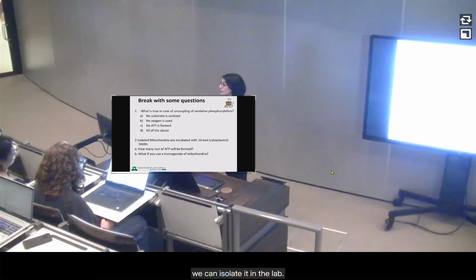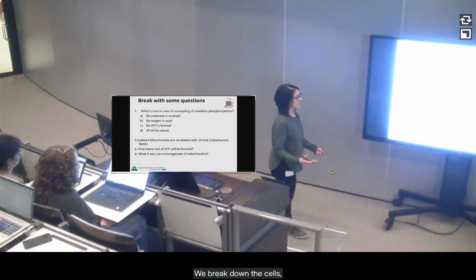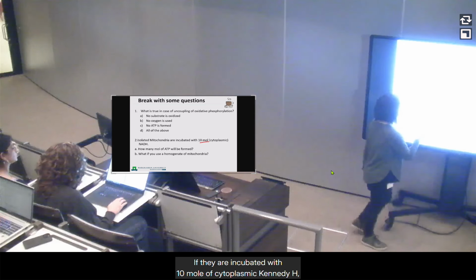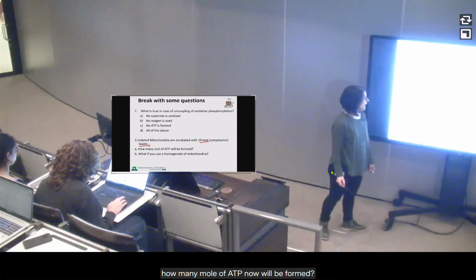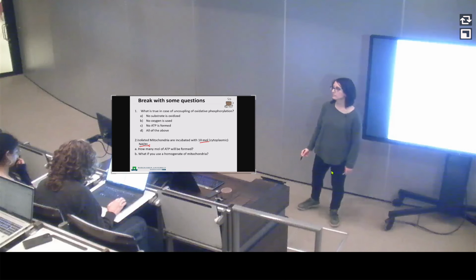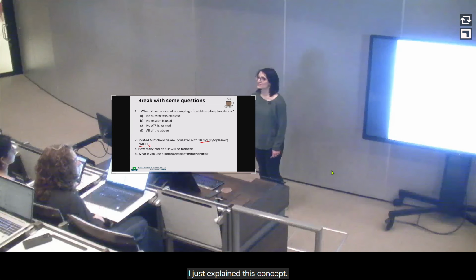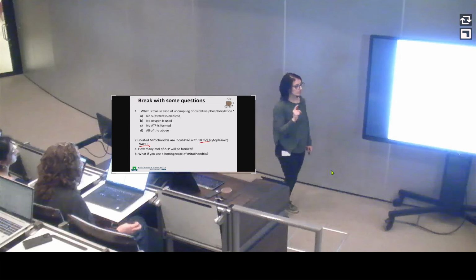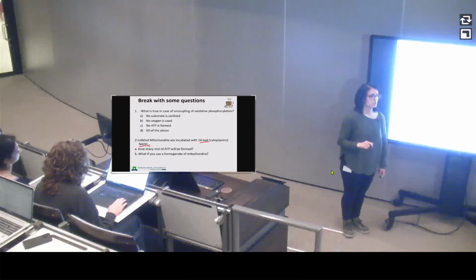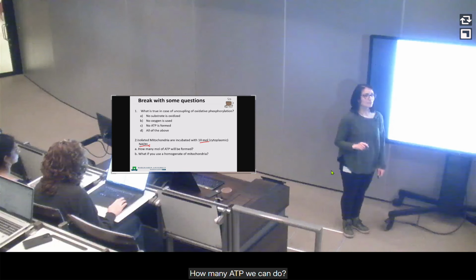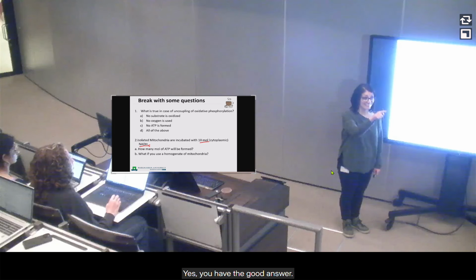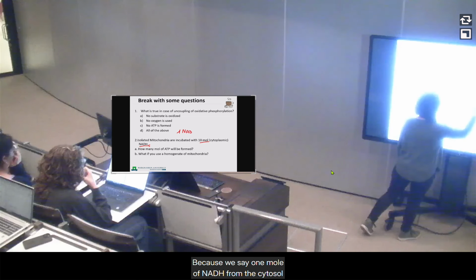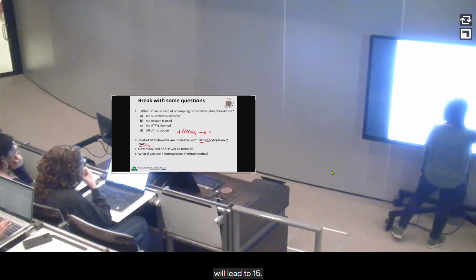So isolated mitochondria, we can isolate them in the lab. We break down the cells and we just isolate mitochondria. If they are incubated with 10 mole of cytoplasmic NADH, how many mole of ATP will now be formed? Now I want a good answer. I just explained this concept. So we have just mitochondria, and we put outside the mitochondria 10 mole of cytoplasmic NADH. How many ATP can we make? Yes, you have the good answer: 15. Because we say 1 mole of NADH from the cytosol will lead to 1.5.